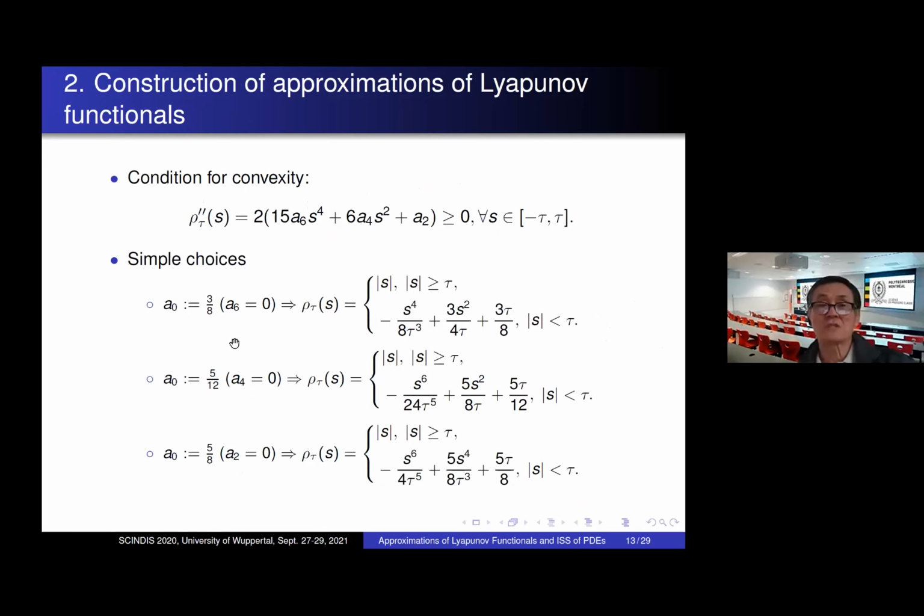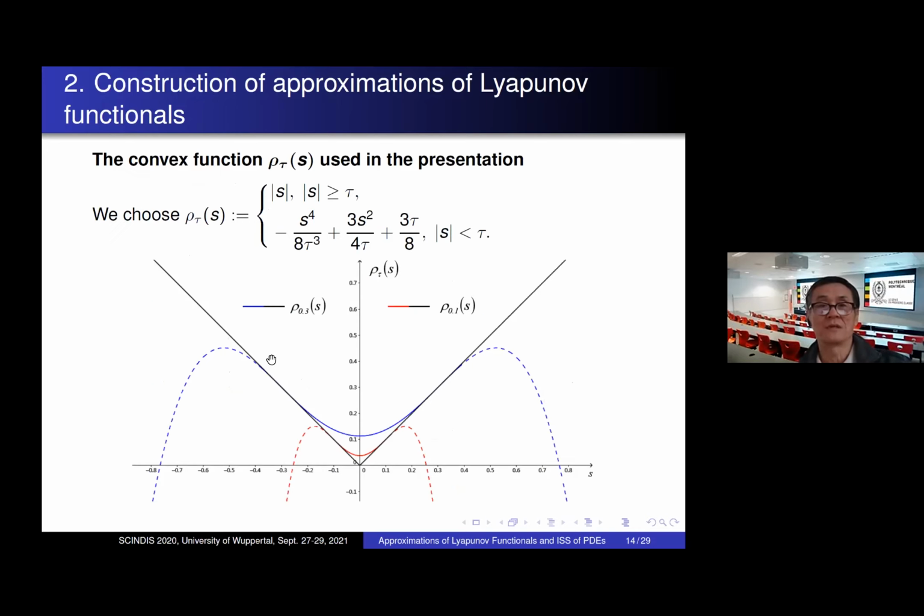Actually, the choice of A0 can be arbitrary. For example, if you choose the value of 8/3, we get a function of this form. You can choose other values, and you get another form of the function. But either way, this condition can always be verified, and also this is a convex function. For example, for the first one, if we take A0 equals 8/3, we get this function. So this is the form of this function.